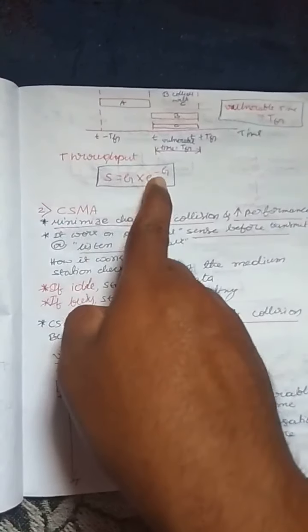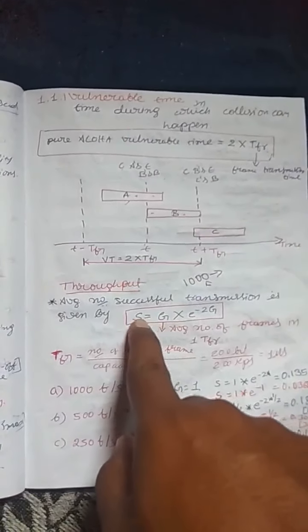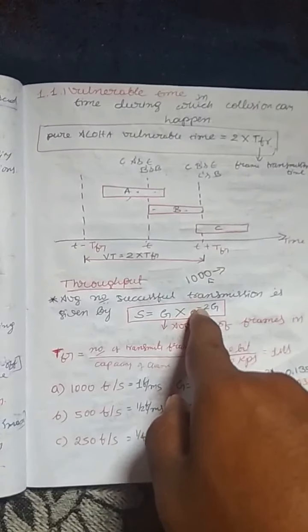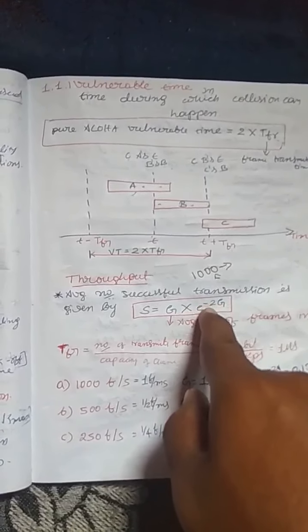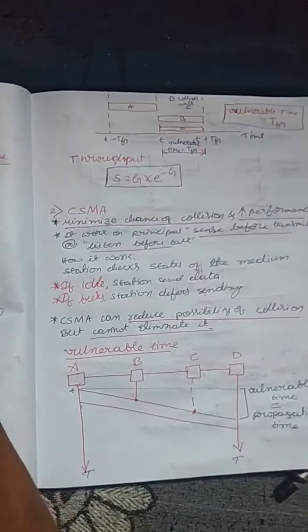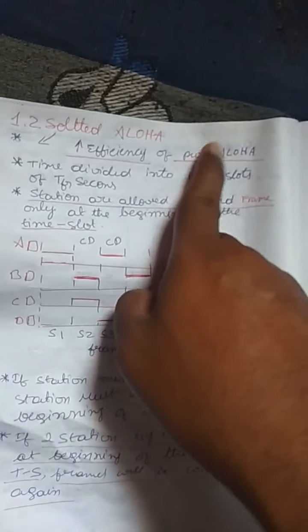What is the throughput of slotted Aloha? Here you can see the difference. Here S is equal to G times e to the power of minus G. There is no minus 2G here, only G is there. That is the difference between pure Aloha and slotted Aloha. It means they are improving the efficiency of pure Aloha.